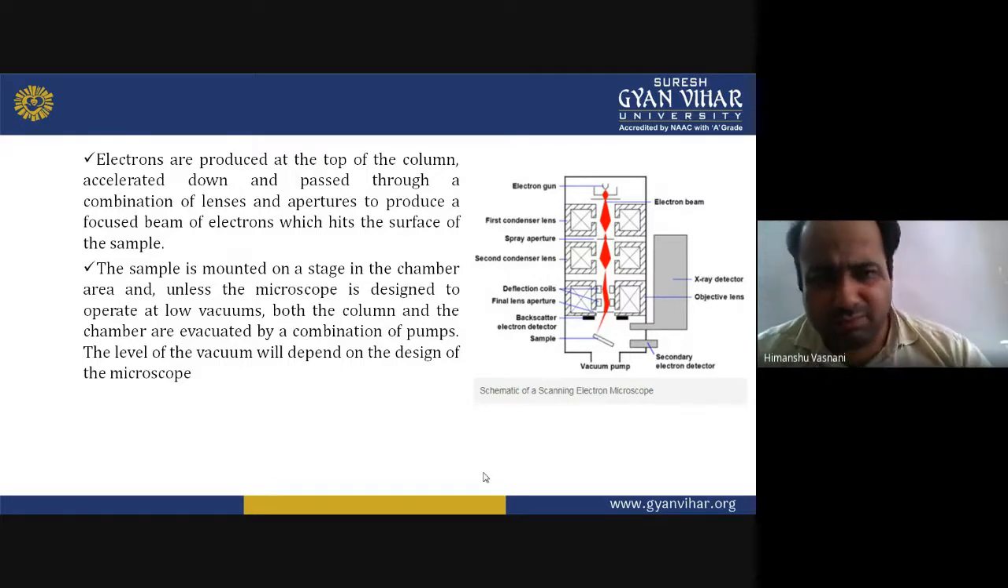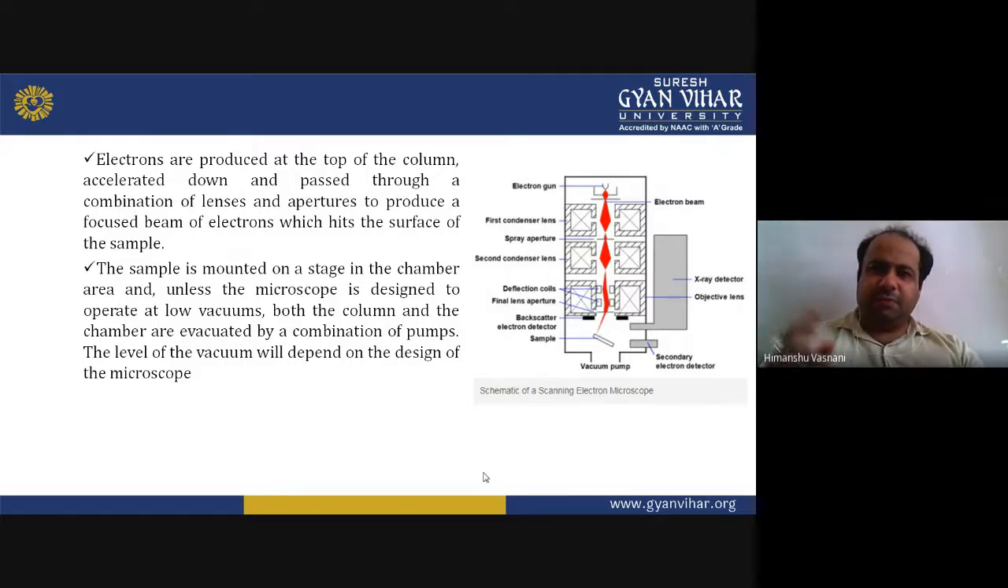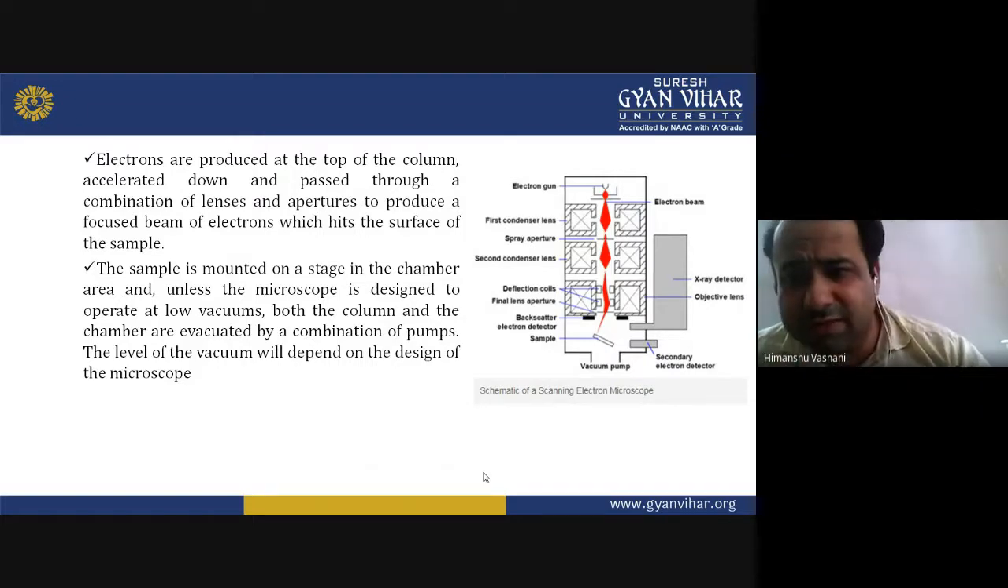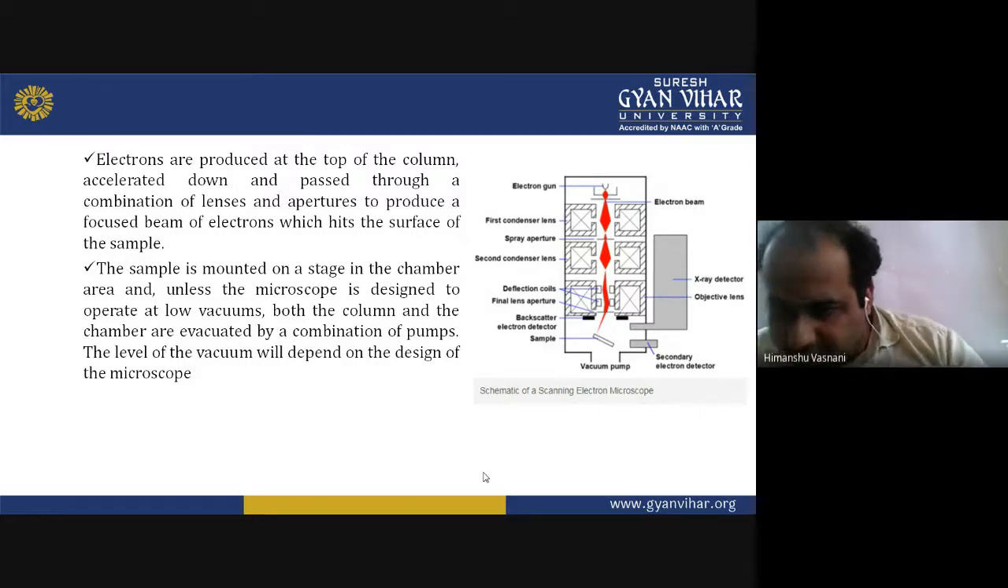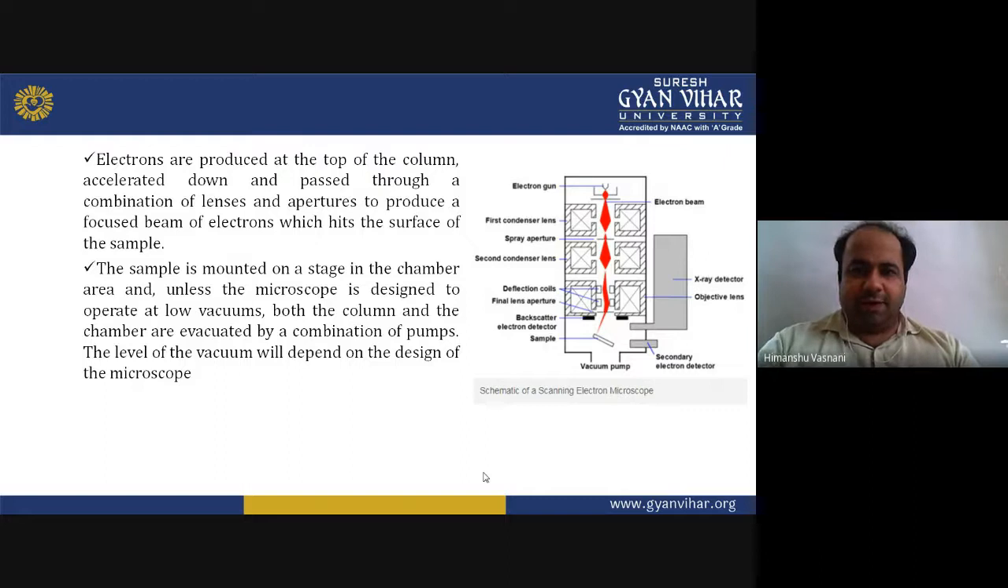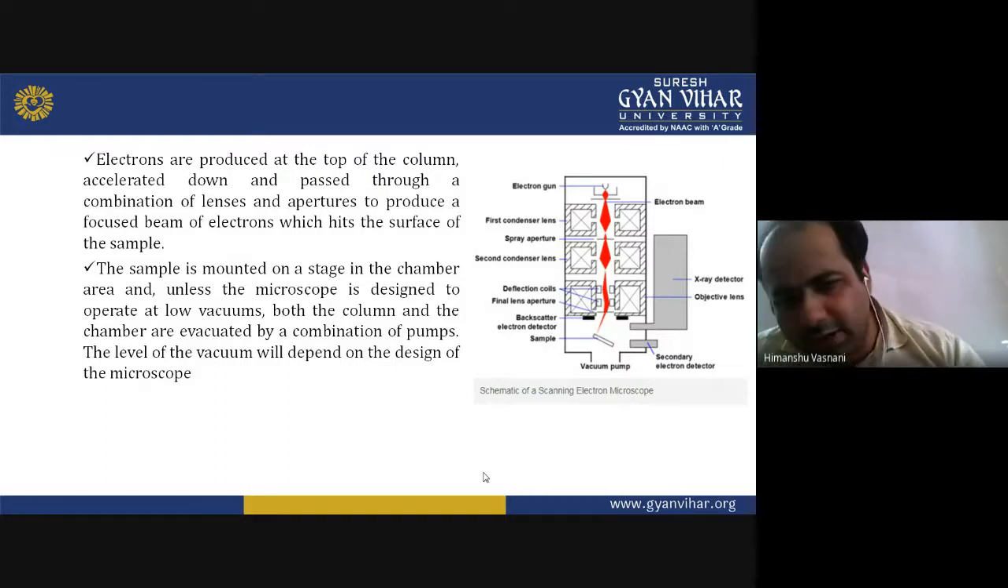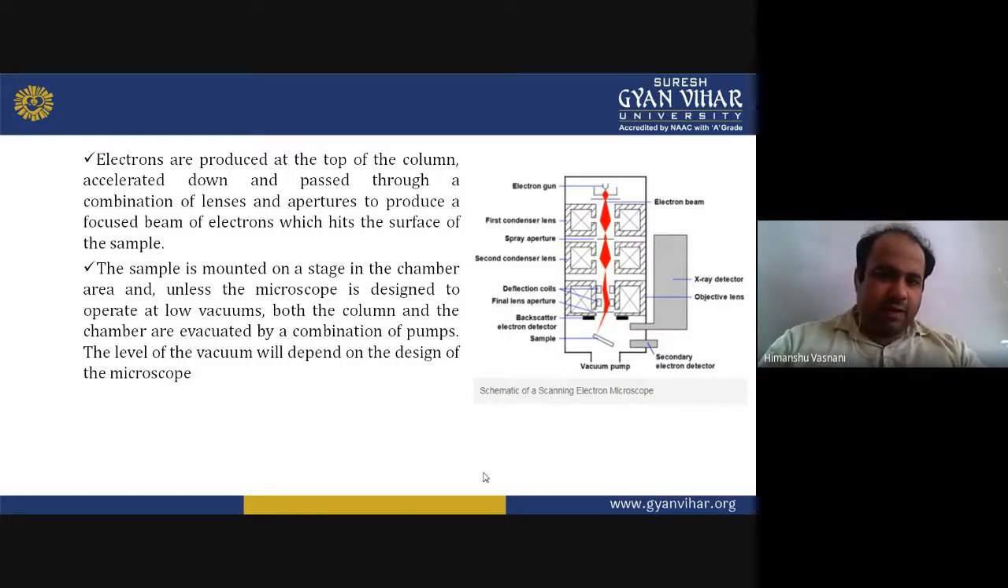Here they are producing a focused beam of electrons. You can see in the orange color how they are producing the focused beam of electrons, and this is heating the surface of the sample. The sample is shown on the bottom side. Now the sample is mounted on a stage in a chamber area.